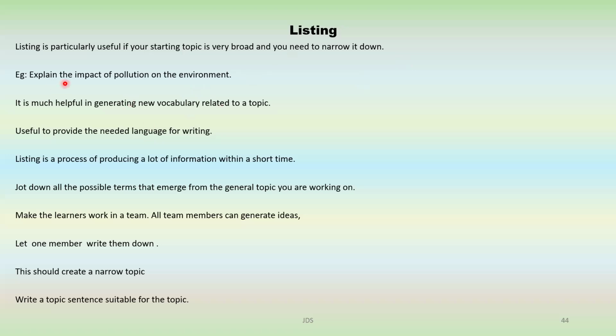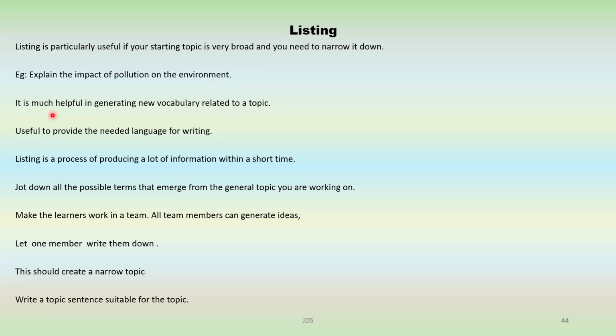Say, explain the impact of pollution on the environment. So which kind of pollution? Is it land pollution's impact or air pollution, sound pollution, water pollution? So many different kinds of pollution are there. In such instances, we have to be well focused on one particular aspect. In order to do it effectively, the listing technique is used.